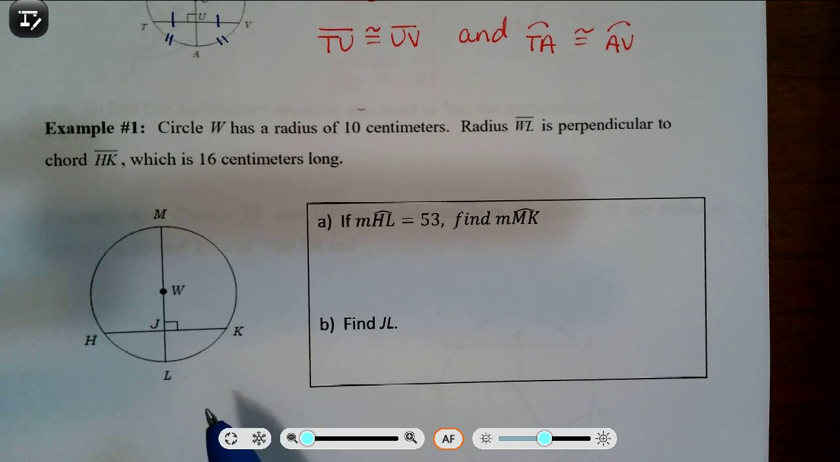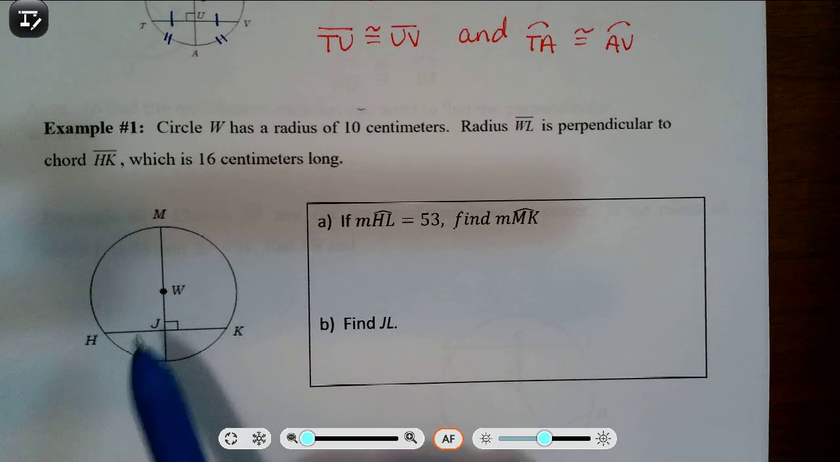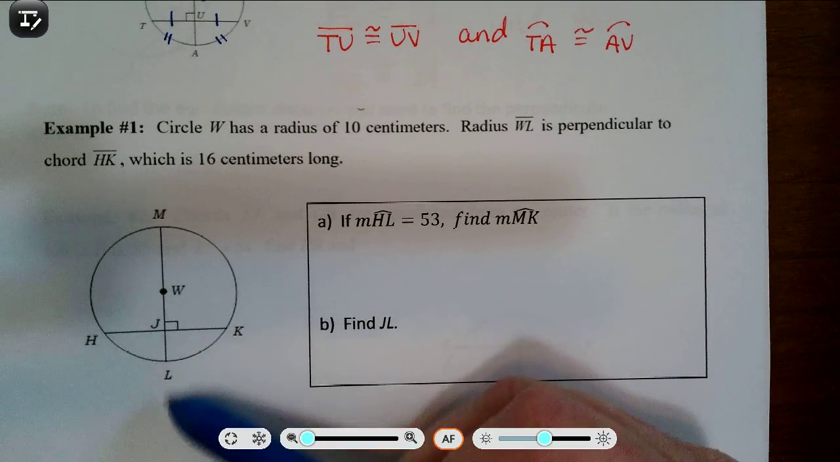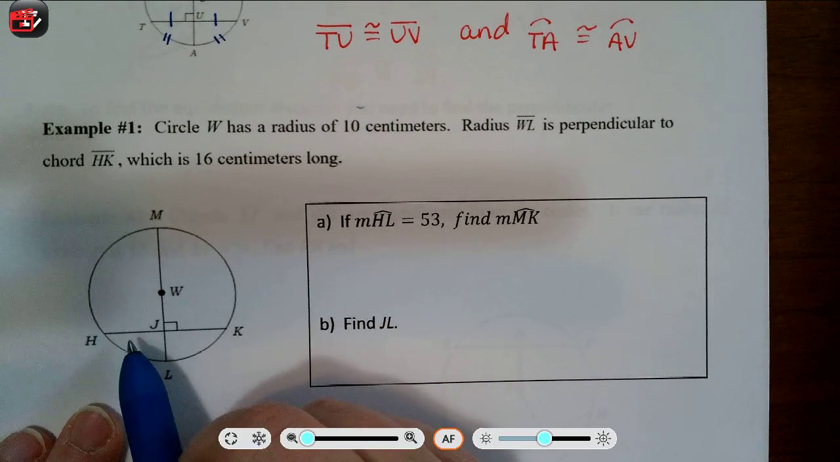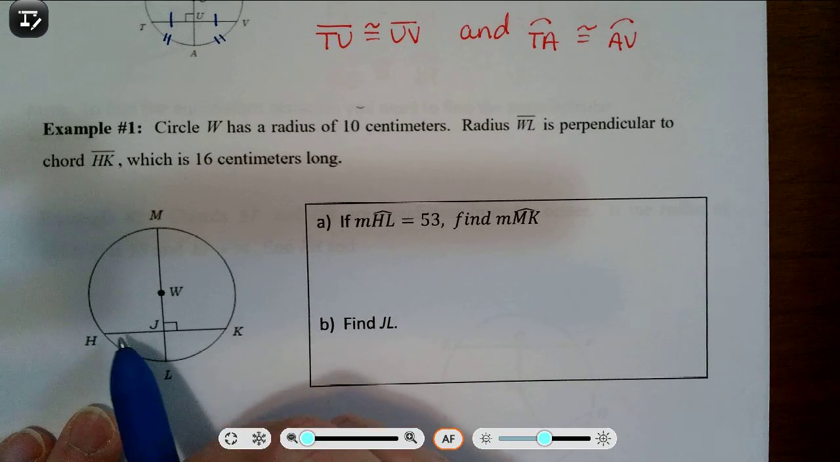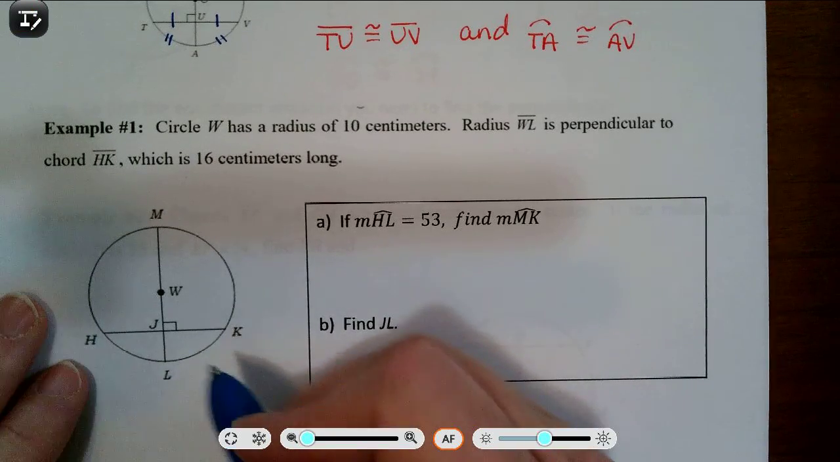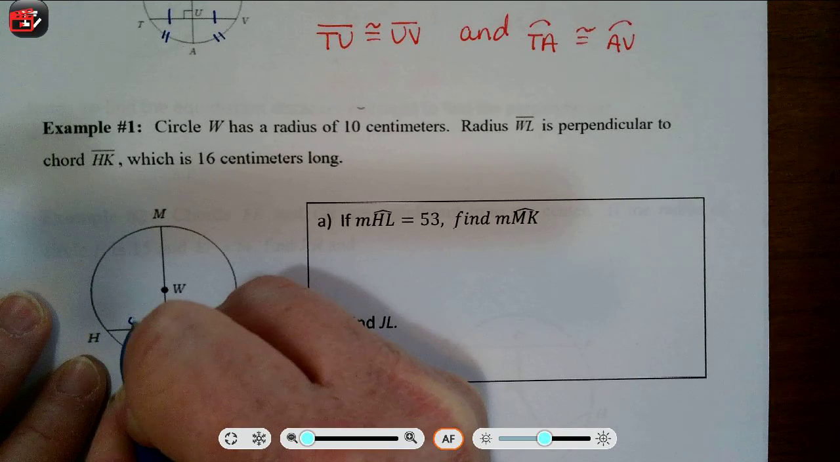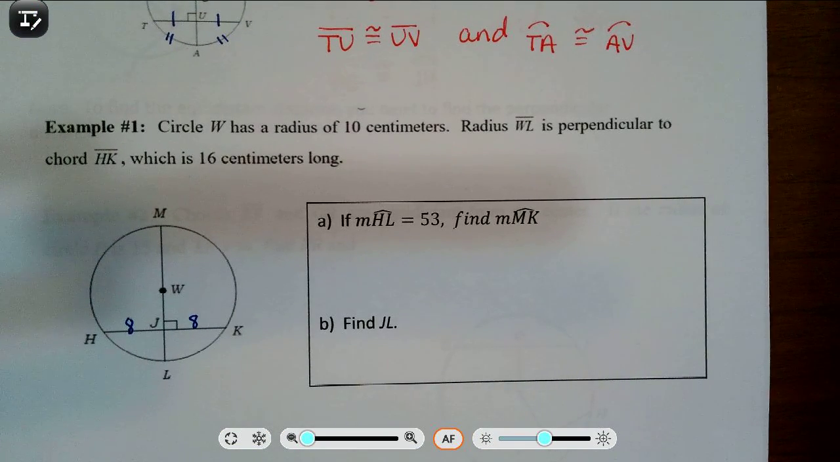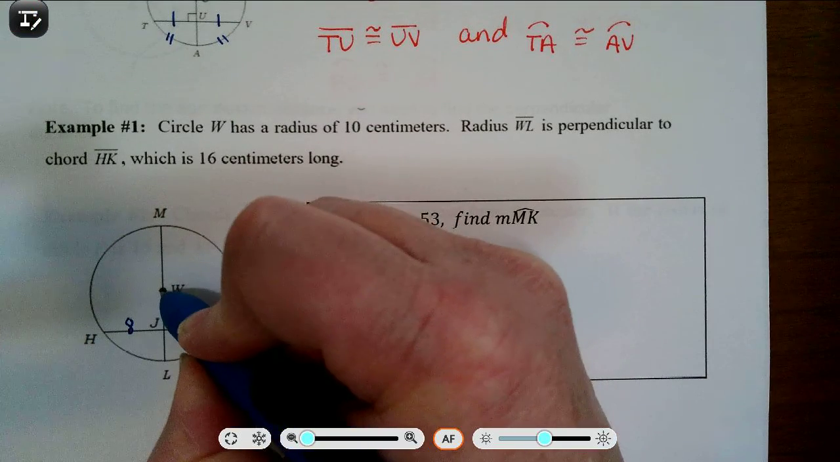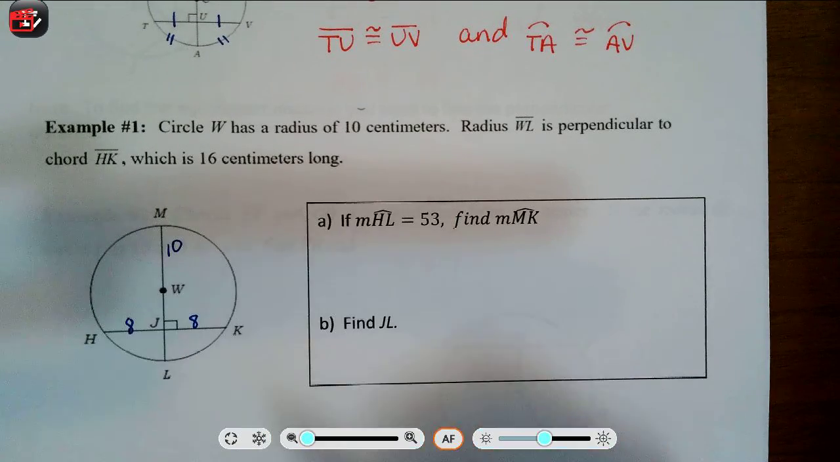We know a couple things right off the bat. If WL is perpendicular to HK, that means it's going to bisect this piece. So if HK was 16 centimeters, each of these pieces has to be 8. That's one thing that we get. We also know that our radius is 10 centimeters, so from W to M would be 10 centimeters, which means the whole diameter would be 20.